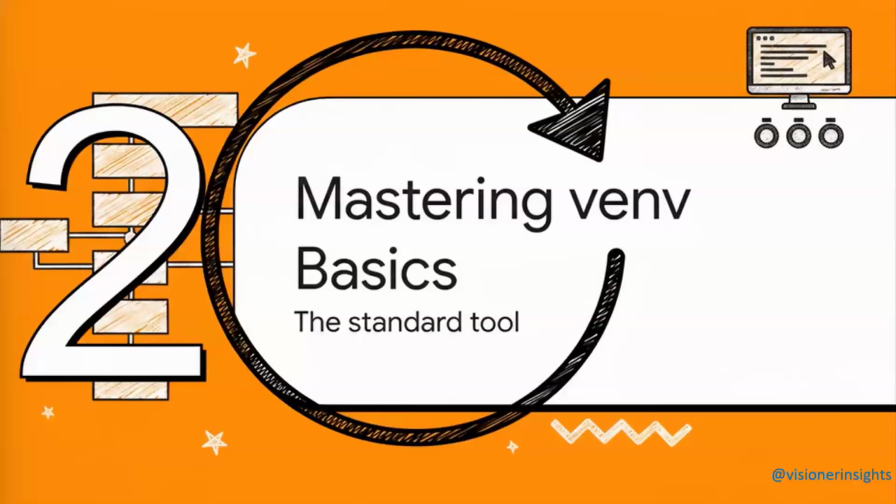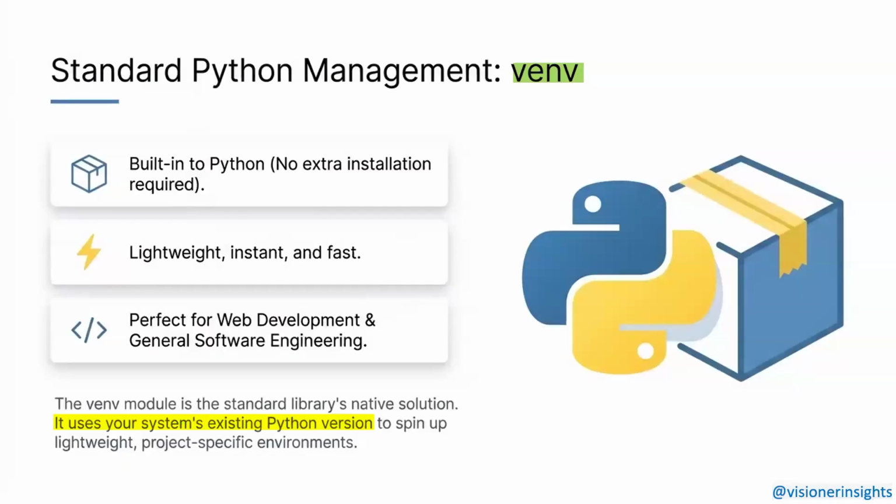Moving on to Section 2, Mastering Venv Basics. This is your standard go-to tool. Venv is the standard library's native solution. The best part, it comes built right into Python. That means zero extra installation on your part. It's lightweight, it's instant, and it is incredibly fast. For standard web development and just general software engineering, this is going to be your primary workhorse.